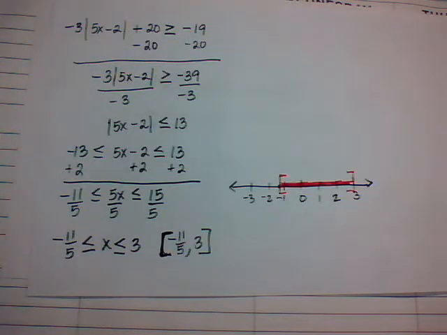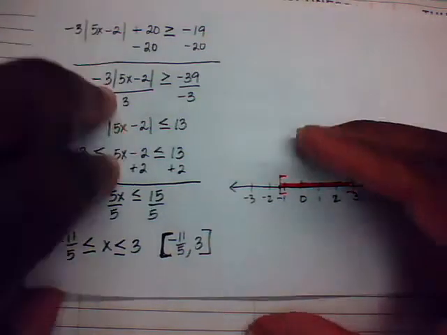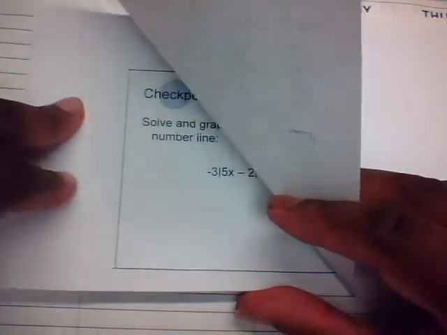Okay, so just like an absolute value equation, you have to get the absolute value symbol by itself before you can start writing it either as a compound inequality or 2 separate inequalities. Okay, and I do believe I have time for one more.